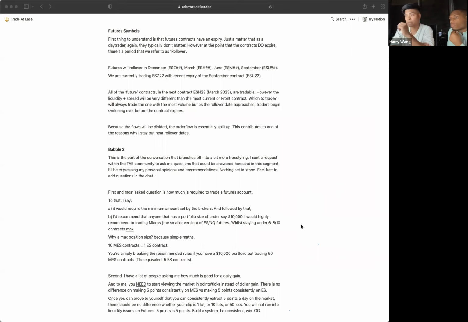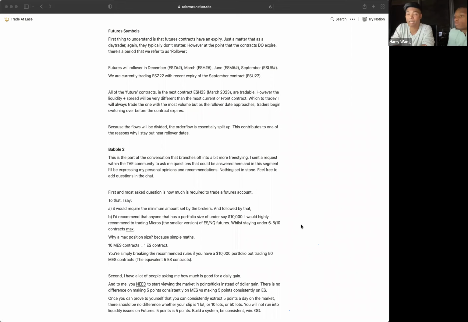So the first and most asked question is, how much is required to trade a futures account? And to that, I will say A, it would require the minimum amount set by the brokers. And followed by that, I'd recommend B, that anyone that has a portfolio size of under 10,000, I would highly recommend to exclusively trade micros. This is, i.e. the smaller version of the ES and NQ futures. And it's important that whilst doing this, you are staying under 10 contracts max.